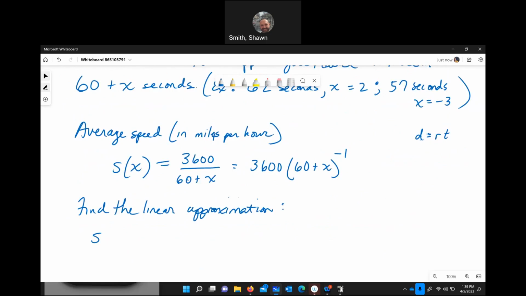So I'm going to need S prime of X, right? The chain rule can come into play really easily for this. -1 times 3600, -3600. Keep the parentheses, to the 1 less power, -1 minus 1 is -2, times the derivative of the inside, which is a 1.